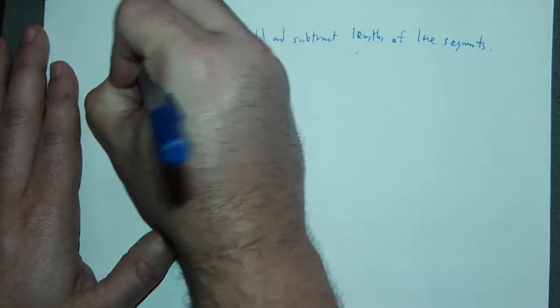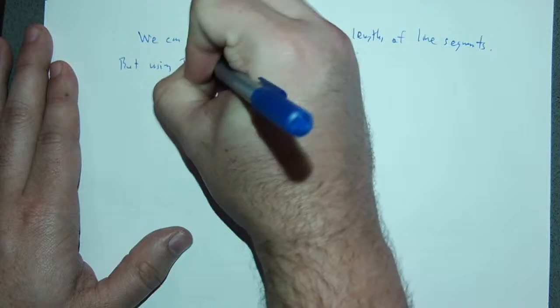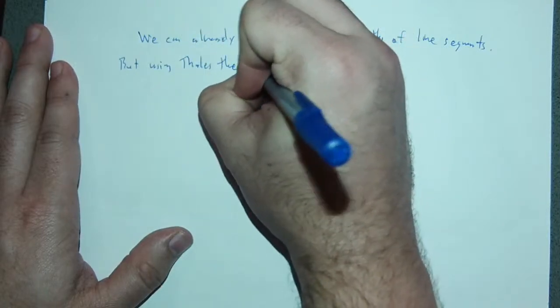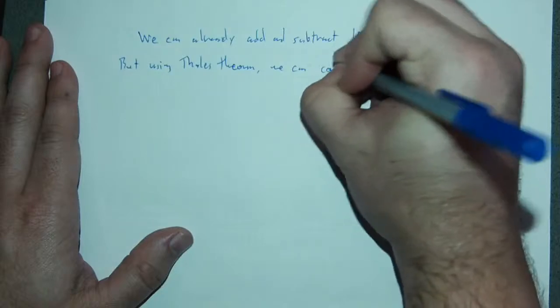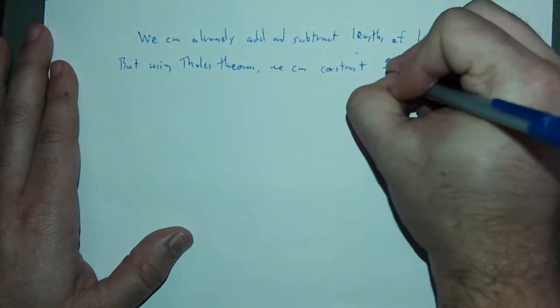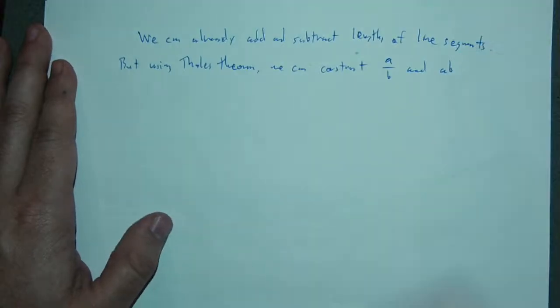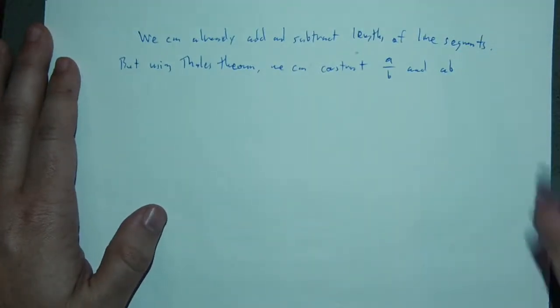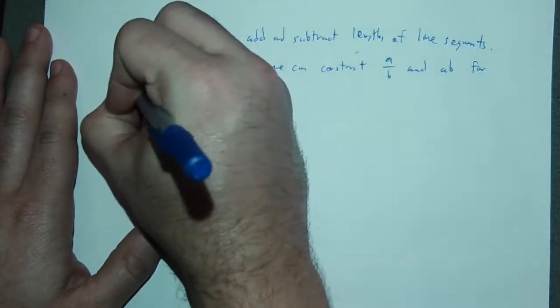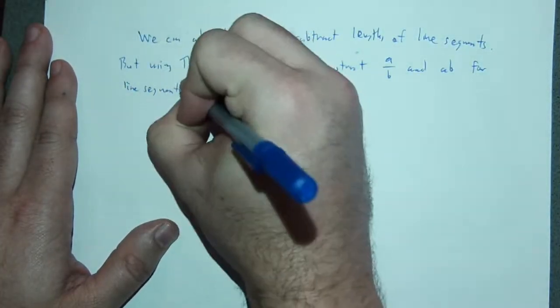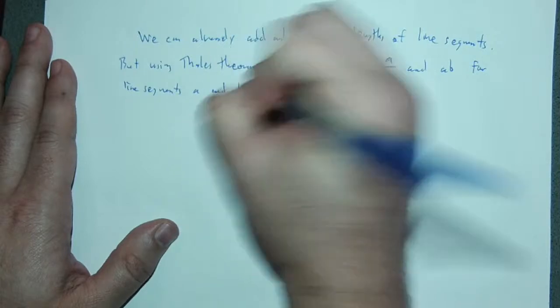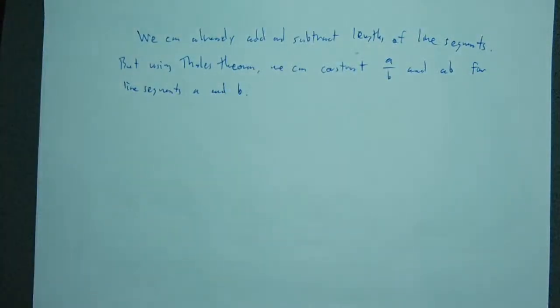But using Thales theorem, we can construct A over B and AB for line segments A and B. Meaning that we can actually identify the line segments themselves with their lengths here and think about what it means geometrically to talk about the product of two line segments or the quotient of two line segments, okay? Not necessarily just their lengths.